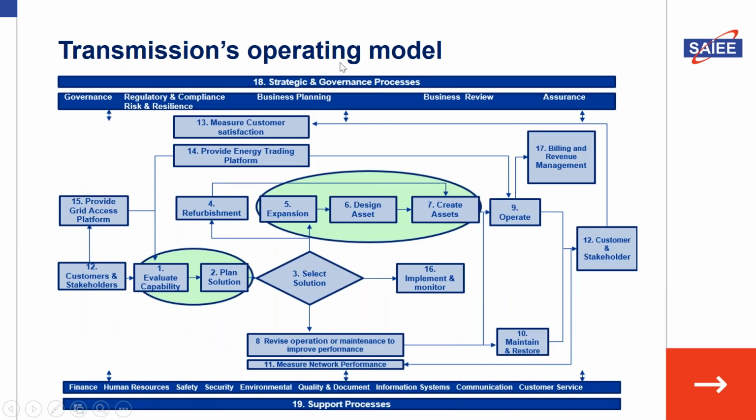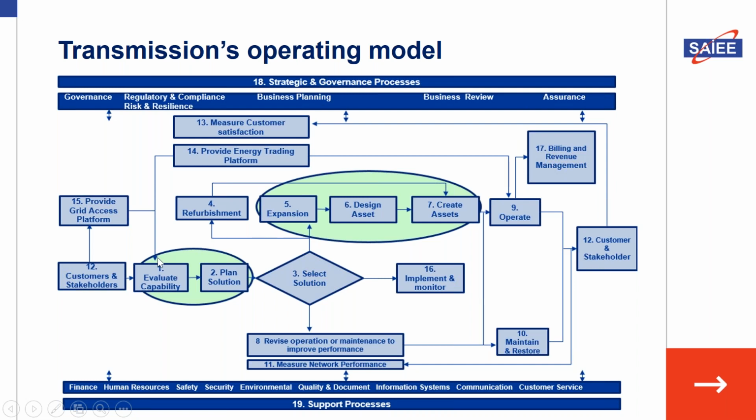From a transmission operating model perspective, similar to what was in the previous slide, we have the strategic imperatives and the governance processes on the top, supported by various processes in between, with the focus of making sure that we have secure and reliable supply to the end customers, which is governed by the operations and maintenance.